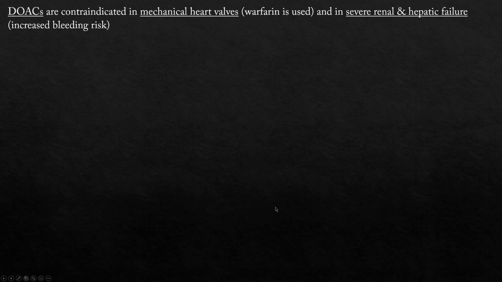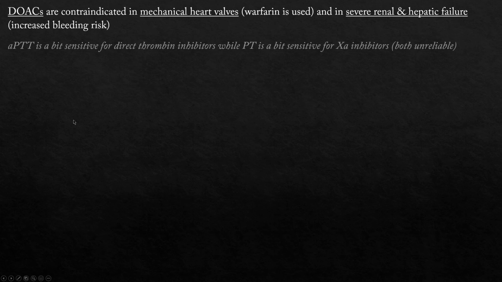So DOACs are also contraindicated in mechanical heart valves. A patient with a mechanical heart valve, you give warfarin, all right? And we're going to talk about that in the cardiovascular system, why is that. And in severe renal and hepatic failure also, we talked about this because they have increased bleeding risk. Now, for monitoring, as we said, PTT and PT are not that reliable. But in studies, they said PTT is more sensitive for the direct thrombin inhibitors, for dabigatran, all right? But the PT is a bit more sensitive in measuring how well the factor 10 inhibitors are working, all right?